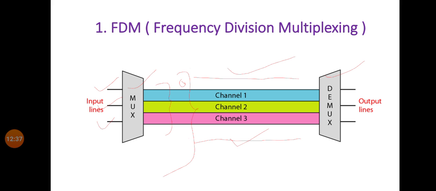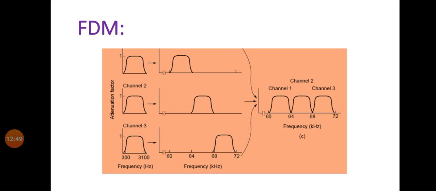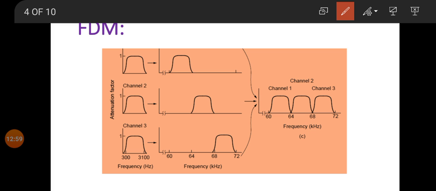So an example is radio broadcasting, meaning AM and FM, amplitude modulation and frequency modulation. Okay. So on FM I will explain to you. Consider another diagram for FDM. So this is channel 1, this is channel 2 and this is channel 3. All three channels are transmitting their signals at different frequency ranges.